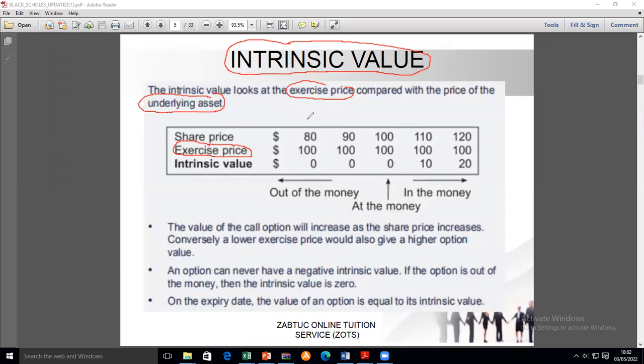If in the markets these shares are selling for 80, are you going to use your right? You have a right to buy shares at $100 per share. In the market, the share price is 80. Are you going to use your right? No. What if it's 90? Are you going to use your right? No. What if in the market the share prices are 120? Are you going to use your right? Yes.